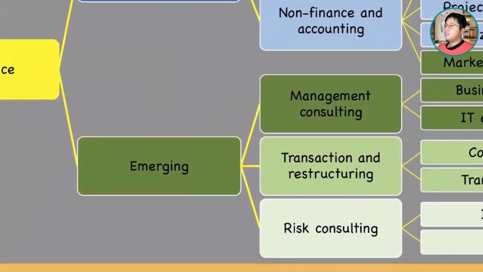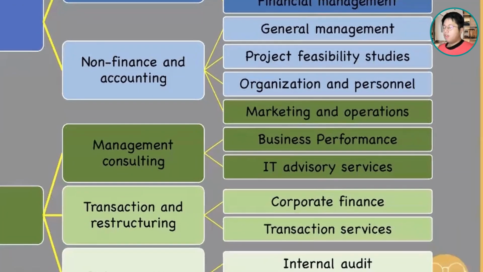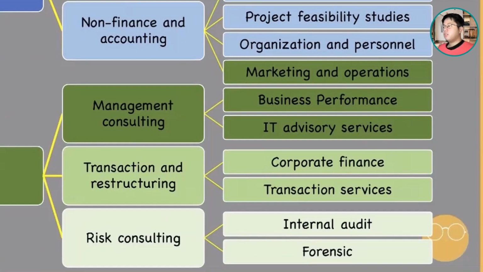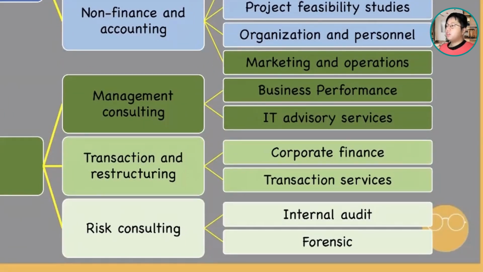For the emerging practice in management services, it can be divided into three major parts. We have management consulting, transaction and restructuring, and risk consulting. Management consulting involves marketing and operations, business performance, and IT advisory services. For the transaction and restructuring, you will be involved in corporate finance and transaction services. For risk consulting, internal audit and forensics are the two major services that a CPA can offer.